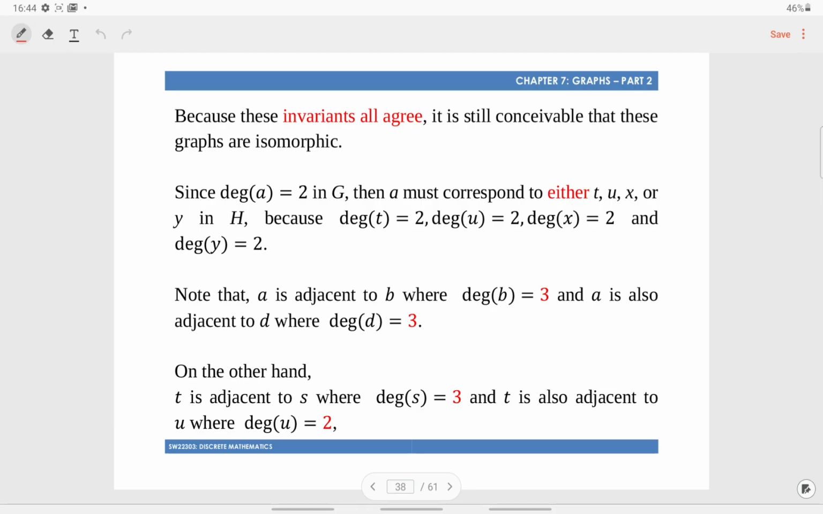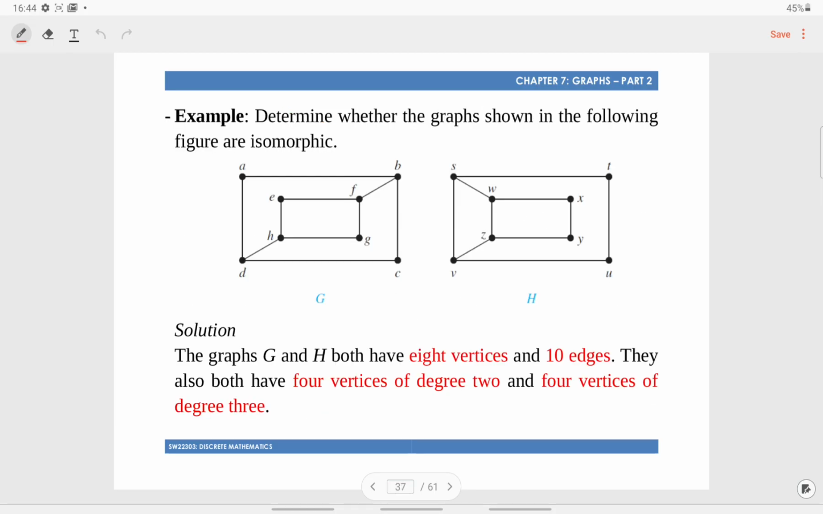Alright, let's check the graph. Vertex A is adjacent to D. Let's check the degree of D: 1, 2, 3. The degree of D equals 3. And then A is also adjacent to B. The degree of B is 1, 2, 3, so 3.